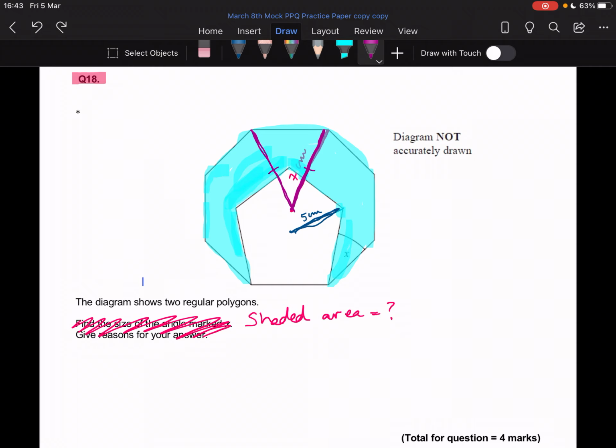Okay. So we can use the area of a triangle trig-wise, isn't it? So area is equal to a half AB sine C. A and B are sides, and C is the angle between these two sides. All right, so let's try to figure out an angle. We don't have the angles.